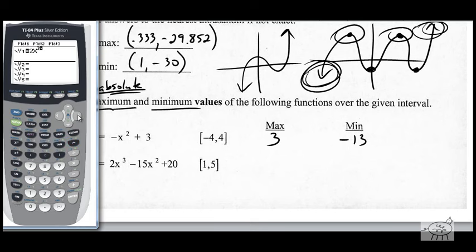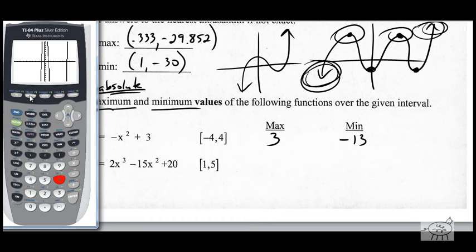X cubed minus 15x squared plus 20. Okay, and then we'll zoom 6 here to get us into something pretty good. And so it's a nice cubic, right? You can see it goes up and then back down again, then back up again. And again, we're going between 1 and 5.